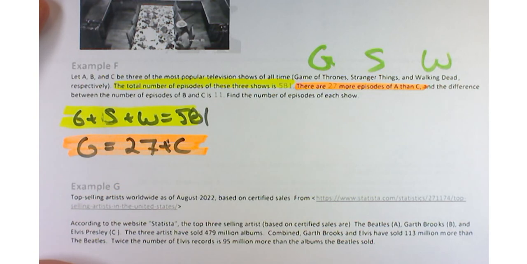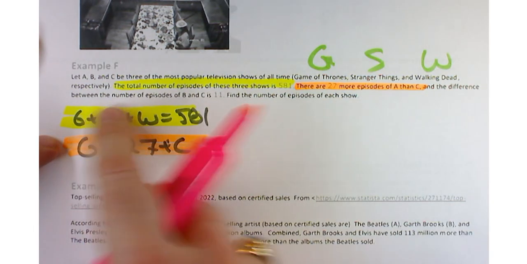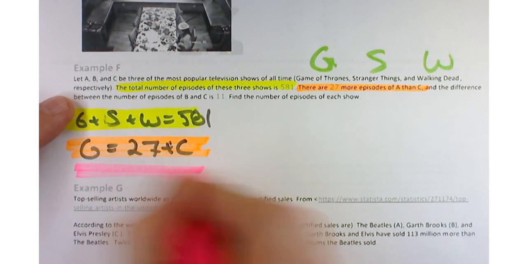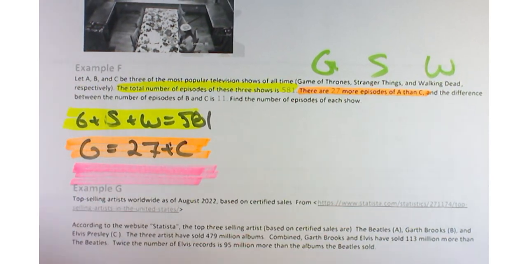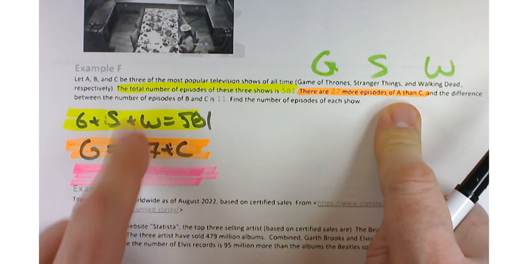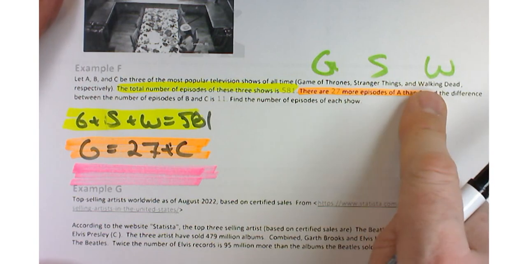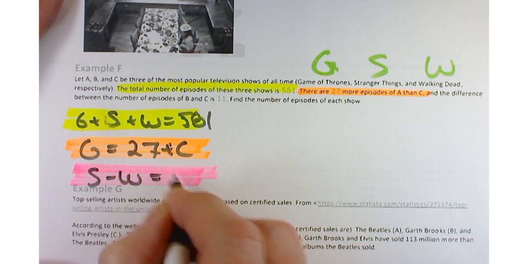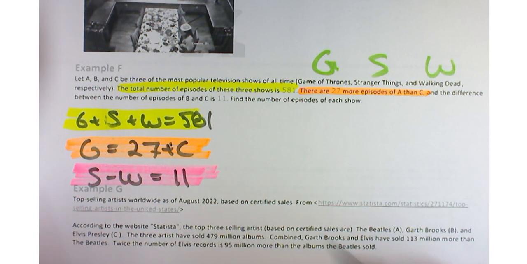And one last one. Let's see, the difference between the number of episodes of B and C is 11. So that's between B and C. They'd be Stranger Things and Walking Dead. So S minus W equals 11. You could also do this in A, B, and C.